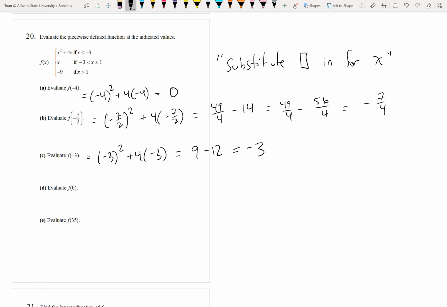Letter D, evaluate f of 0. 0 fits into the middle domain restriction, so plug it into the middle function. So that is a simple 0. And then evaluate f of 35. 35 fits into the bottom restriction, so you plug 35 into the bottom function. It's a constant function. There's no x's to plug into it, so it stays as -9.